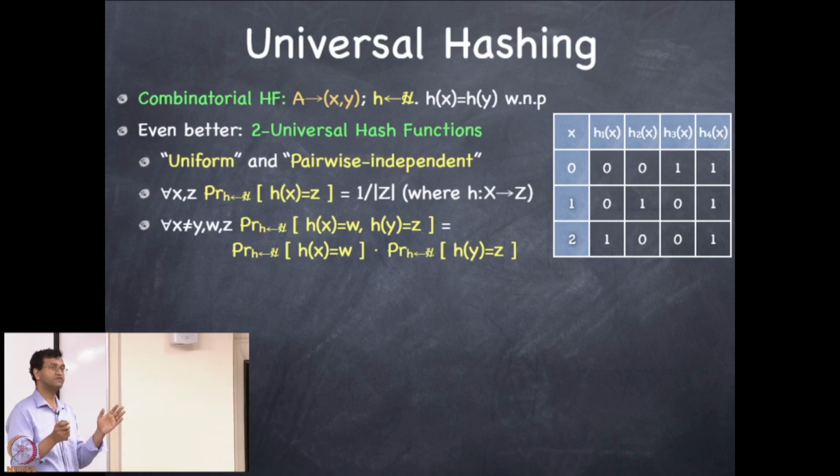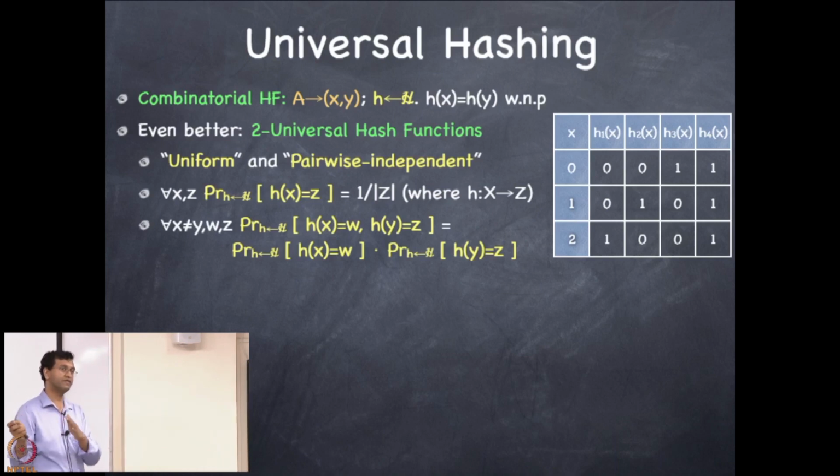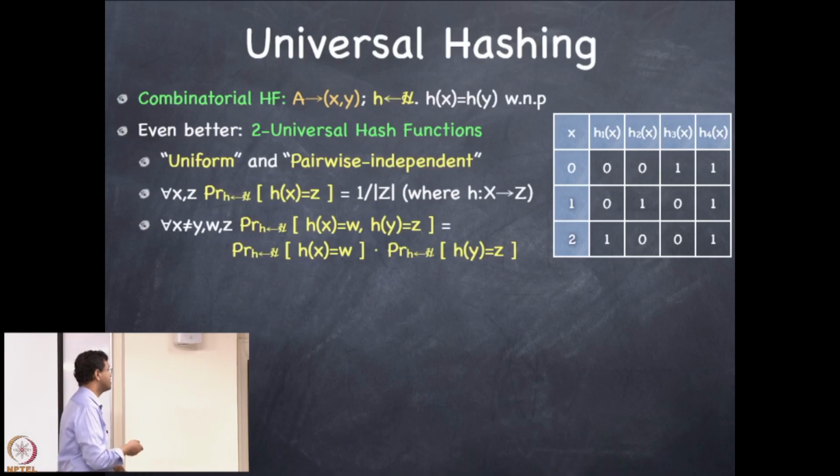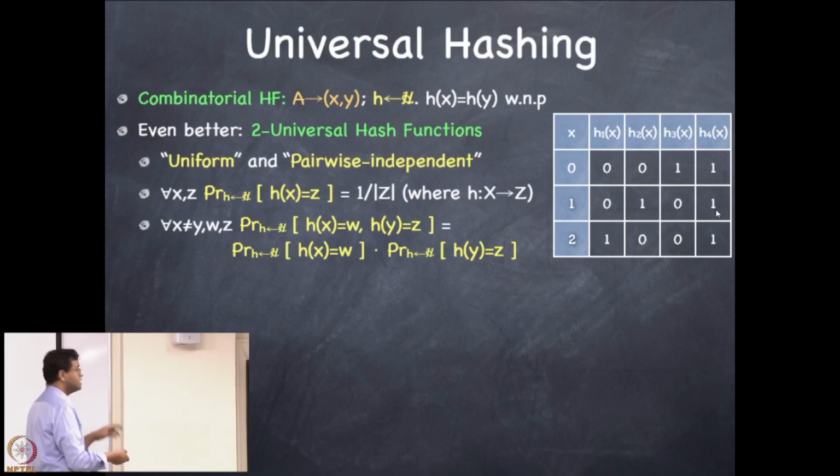So there are 4 pairs of bits, right? 0, 0, 0, 1, 1, 0, 1, 1. Each of them should occur an equal number of times, and indeed each of them occurs once. If you look at the pairs here, 0, 1 occurs once, 1, 0 occurs once, 0, 0 occurs once, 1, 1 occurs once. That's for that particular pair of inputs.